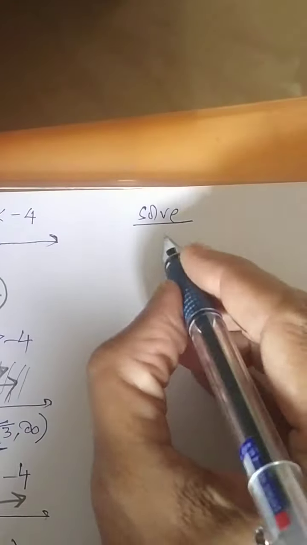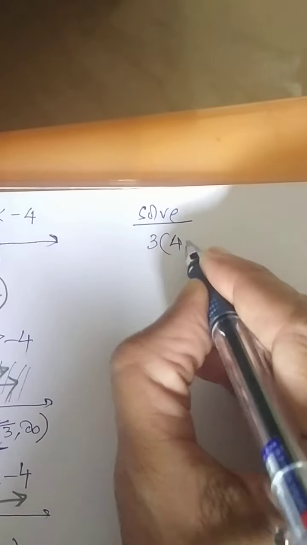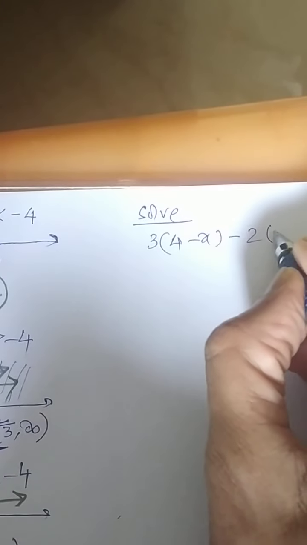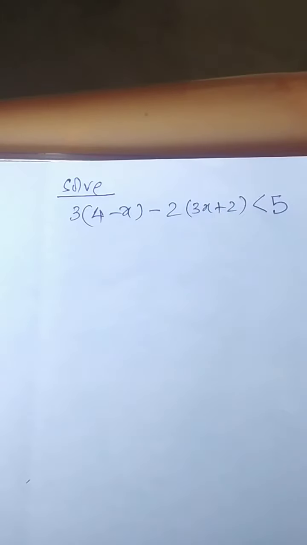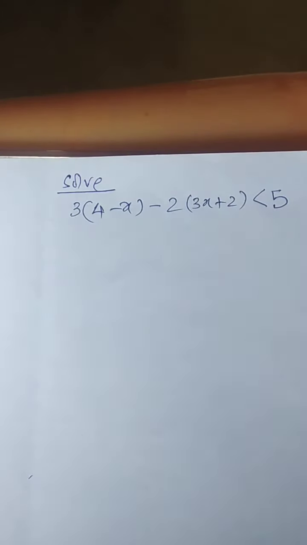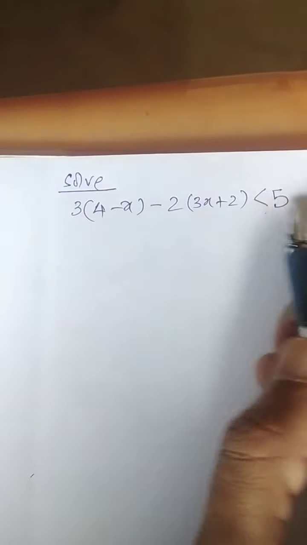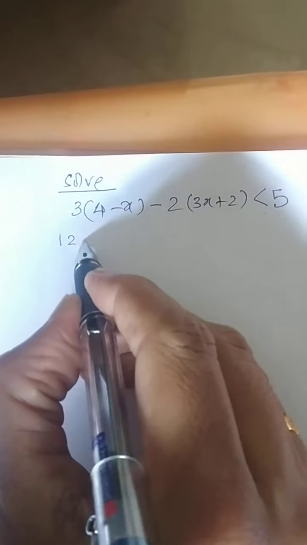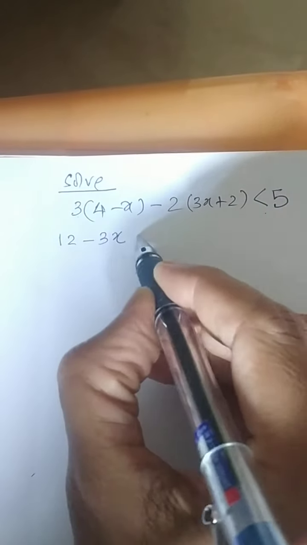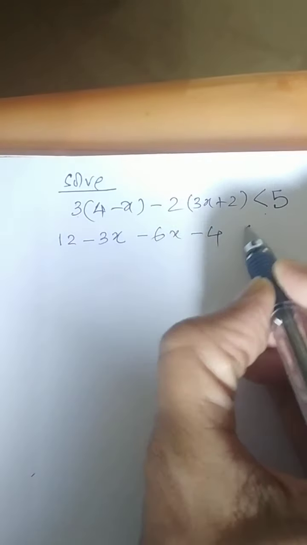The question is like this: 3(4 minus x) minus 2(3x plus 2) is less than 5. This is the question. Except for this, all things are familiar. So let me open the brackets. It will be 12 minus 3x minus 6x minus 4 less than 5.